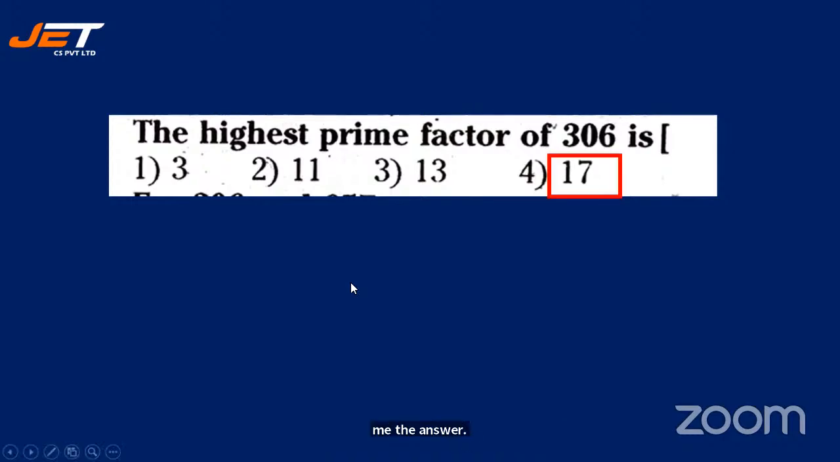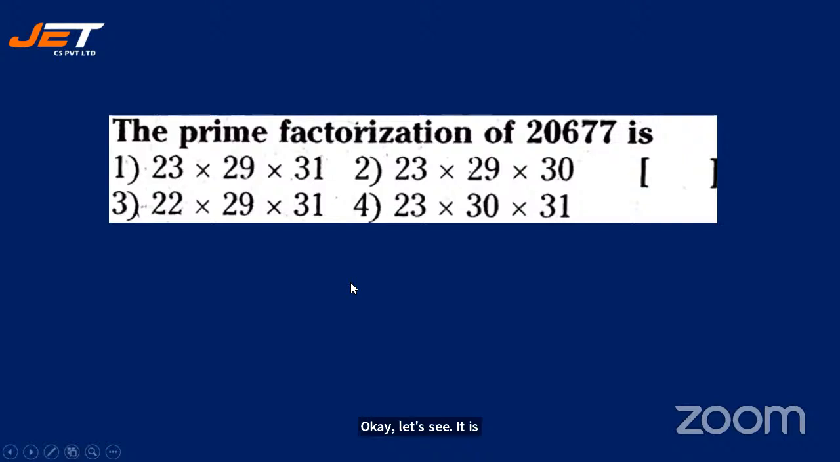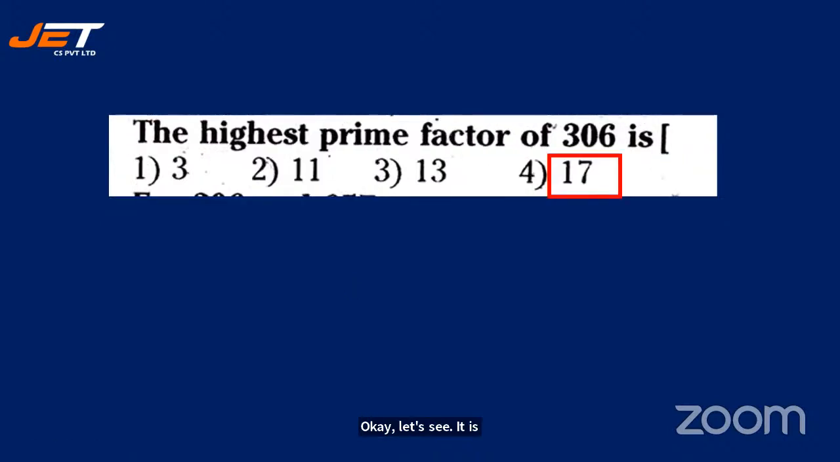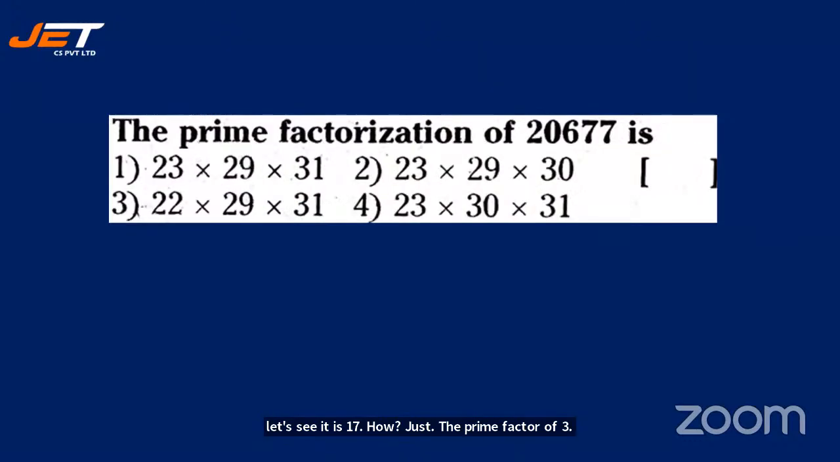Okay. Let's see. It is 17. How? Just take the prime factors of 306 and see which number is the highest. All right. See the next question.